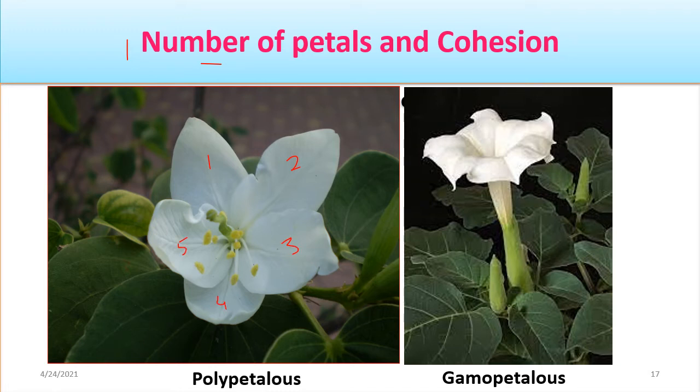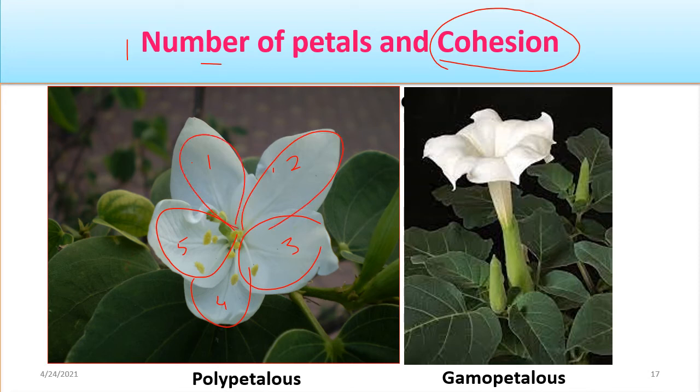That is the number. And cohesion, as I already explained, is when a member of one floral whorl is attached to another member of the same floral whorl. Here we are concentrating on petals, so whether one petal is attached with another petal or not. If you look here, this petal is separate, this is separate, this is separate, this is separate, this is separate. So you can separate them like the petals of a rose. In rose you can see this type of structure. As every petal is free from each other, this is called polypetalous.